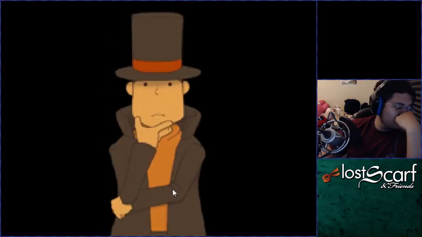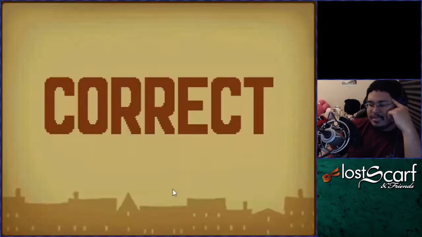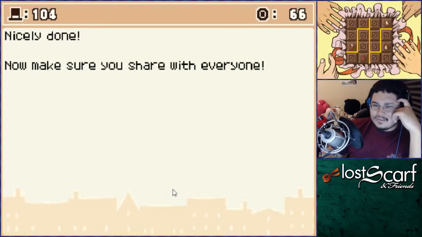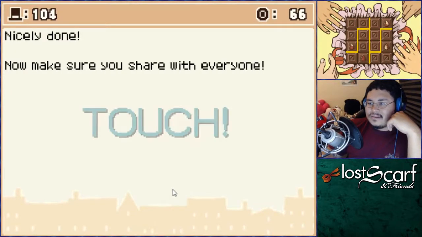Yeah, they wouldn't want you to do a swastika, I'm sure, as a solution. Good job getting it before me. Good job. Another puzzle solved. There you go. Nicely done. Make sure you share with everyone.